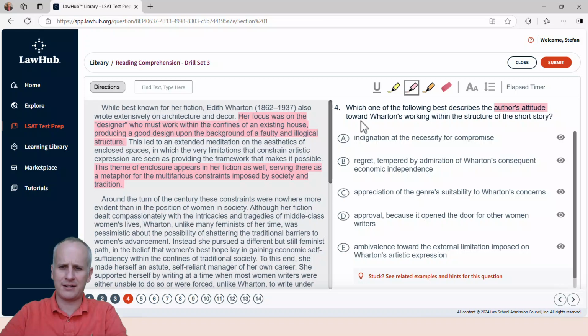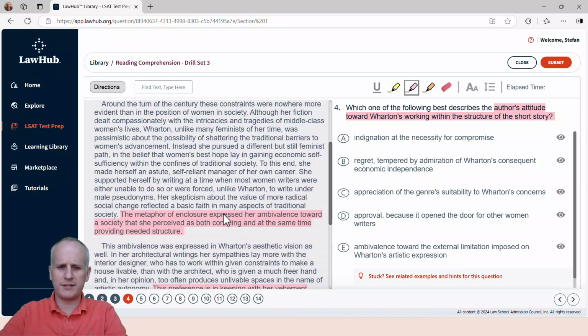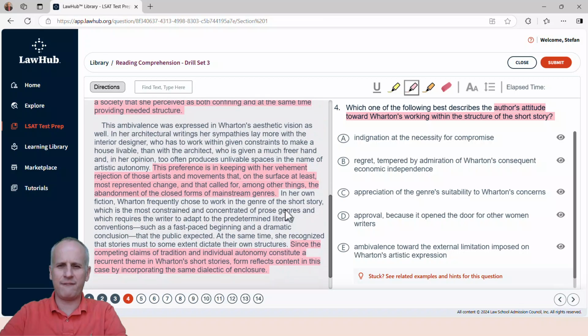So we've got the author's attitude toward Wharton's working within the structure of the short story. And hopefully we remember where the discussion of the short story was. And that's going to be down here in the final paragraph. And we know that from just this final sentence, the author's largely in favor of her work. And it says that the form of the short story reflects content, in this case, by incorporating this dialectic of enclosure that we know Wharton has been using as a theme everywhere in this passage.